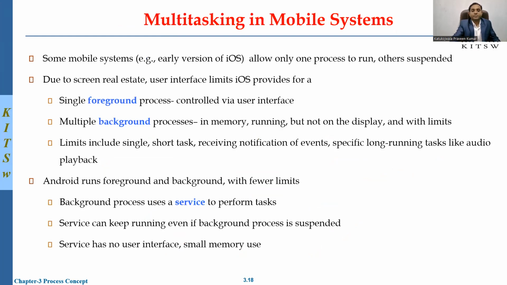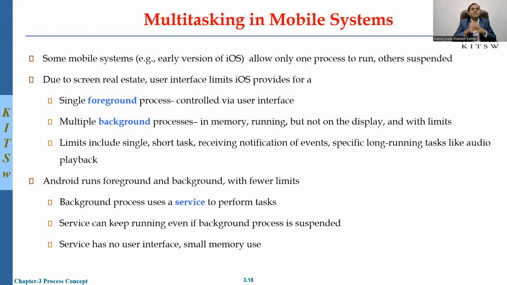Multitasking in mobile systems. Some mobile systems, generally early iOS versions, allow only one process to run, and the others are suspended. Right, the remaining processes will not be run. This is an older version, not exactly the mobile phones you are using now. Due to screen real estate and user interface limits, iOS provides a single foreground process. That means in the foreground, you can see only one process running, which is controlled by the user interface. And multiple background processes may be running in memory, but not on the display and with limits. Maybe some applications are running in the background, but you cannot check them.